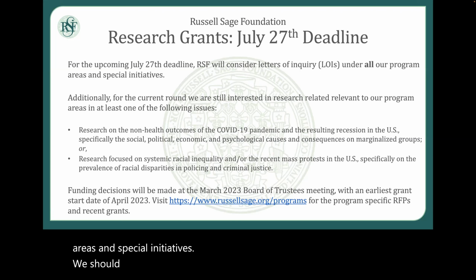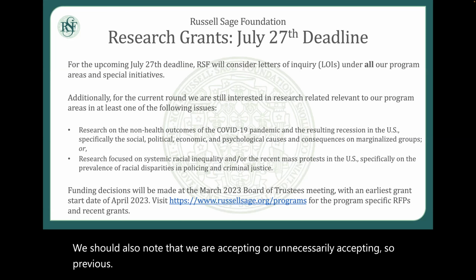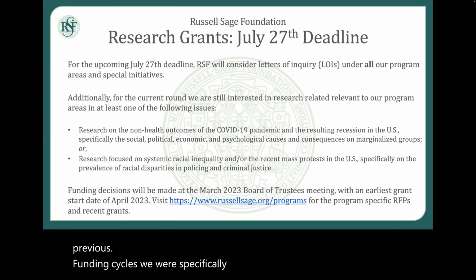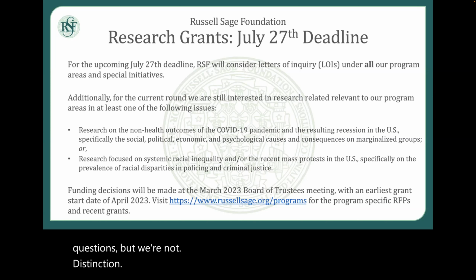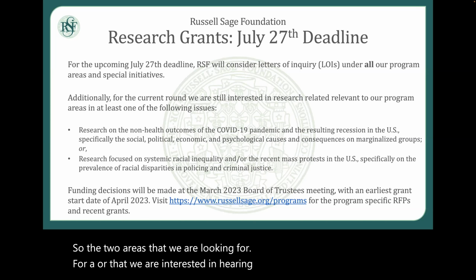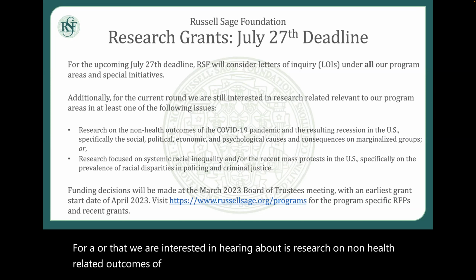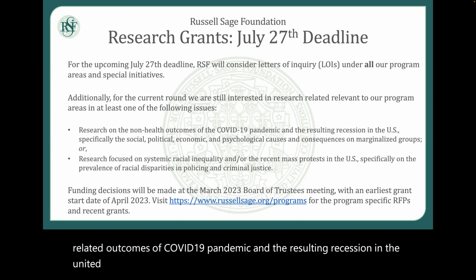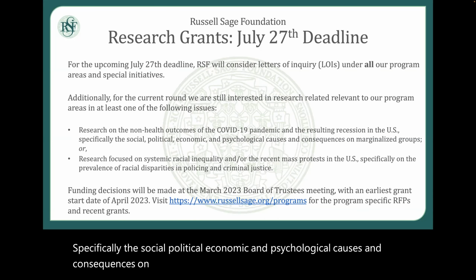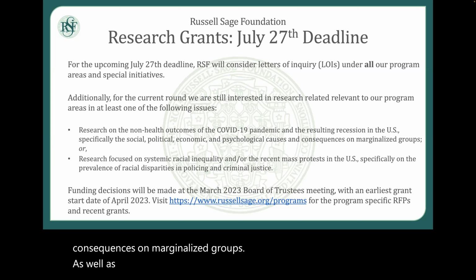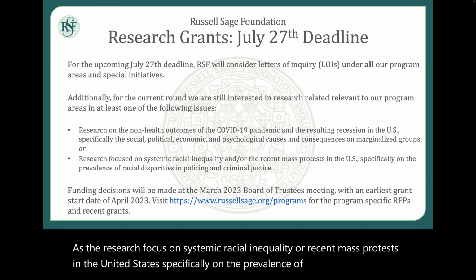We should also note that in some previous funding cycles, we were specifically looking for two types of research questions, but we're not distinguishing them anymore. The two areas that we are interested in hearing about are research on non-health related outcomes of the COVID-19 pandemic and the resulting recession in the United States, specifically the social, political, economic, and psychological causes and consequences on marginalized groups, as well as research focused on systemic racial inequality and or recent mass protests in the United States, specifically on the prevalence of racial disparities in policing and criminal justice.